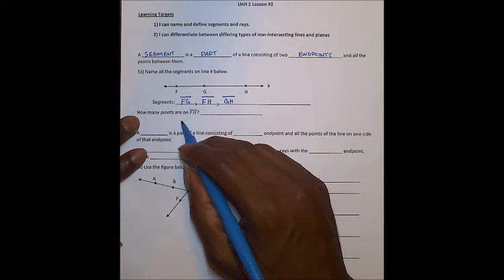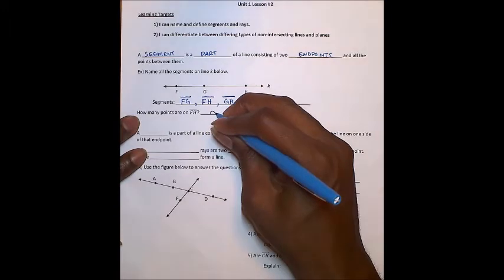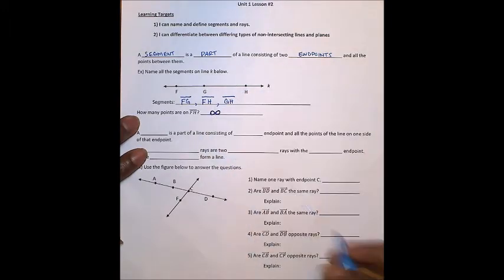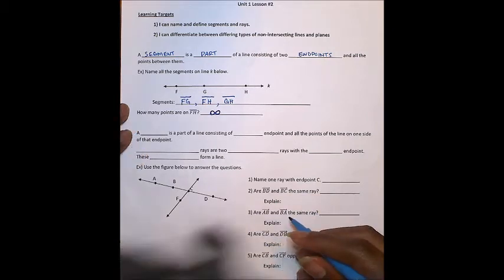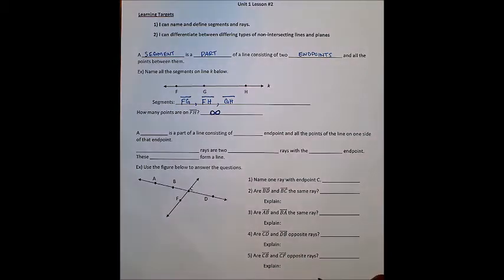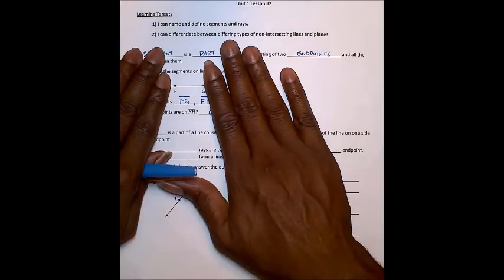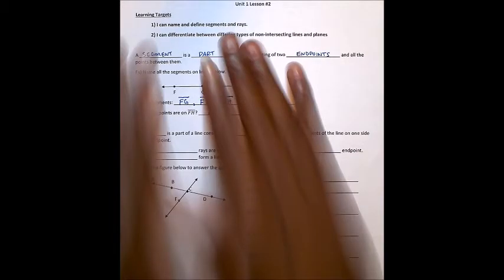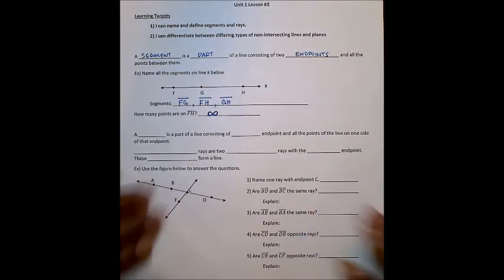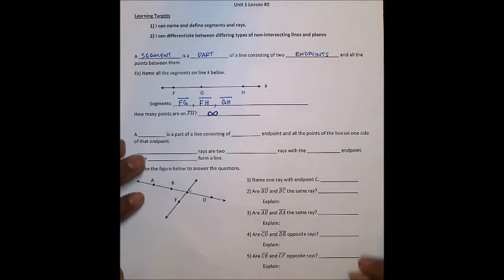How many points are on FH? Infinity. Even though there are only 3 points that are named, remember that there are a bunch of points. A point is a location with no size. So, a bunch. Okay, so those are segments. They just end. Most things that we talk about or deal with in real life are segments. Remember, lines go on forever. Segments have endpoints.